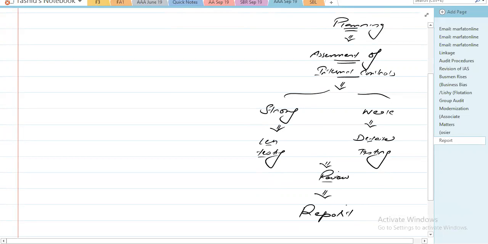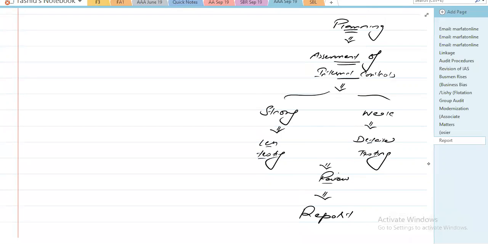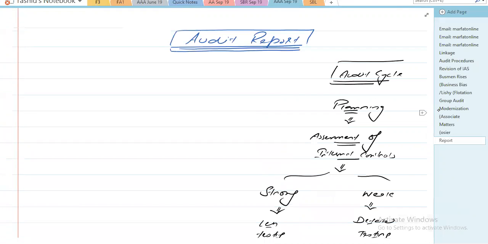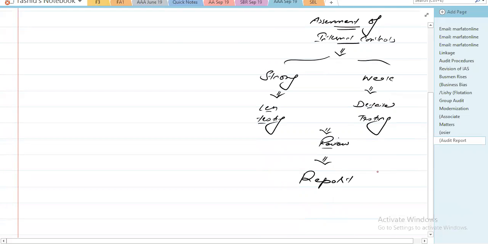So as you know, we did the planning. Assessment of internal control is not part of your P7 exam because you have done that in your F8 exam. Then we did the substantive testing, we discussed the review, and now the last stage is actually the report, which we are going to discuss today. So this is your area, the audit report.